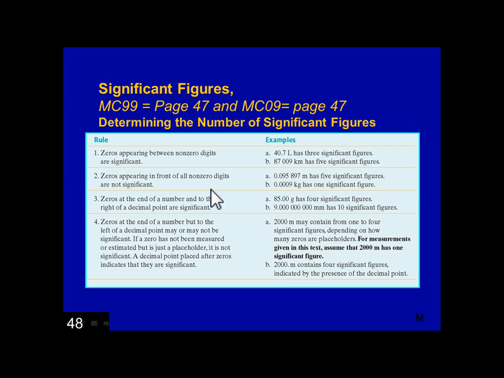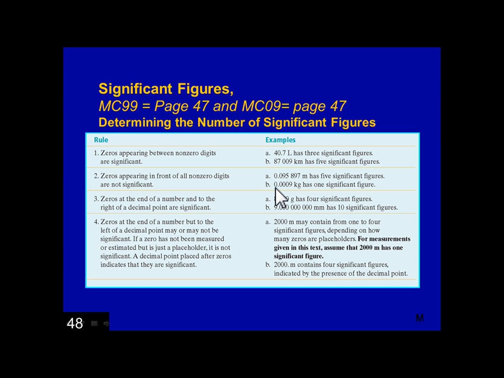All right, rule number 2. Zeros appearing in front of all non-zero digits are not significant. We call these leading zeros. So numbers such as 0.095897, these leading zeros are not counted. So this measurement here has only 1, 2, 3, 4, 5 significant figures.